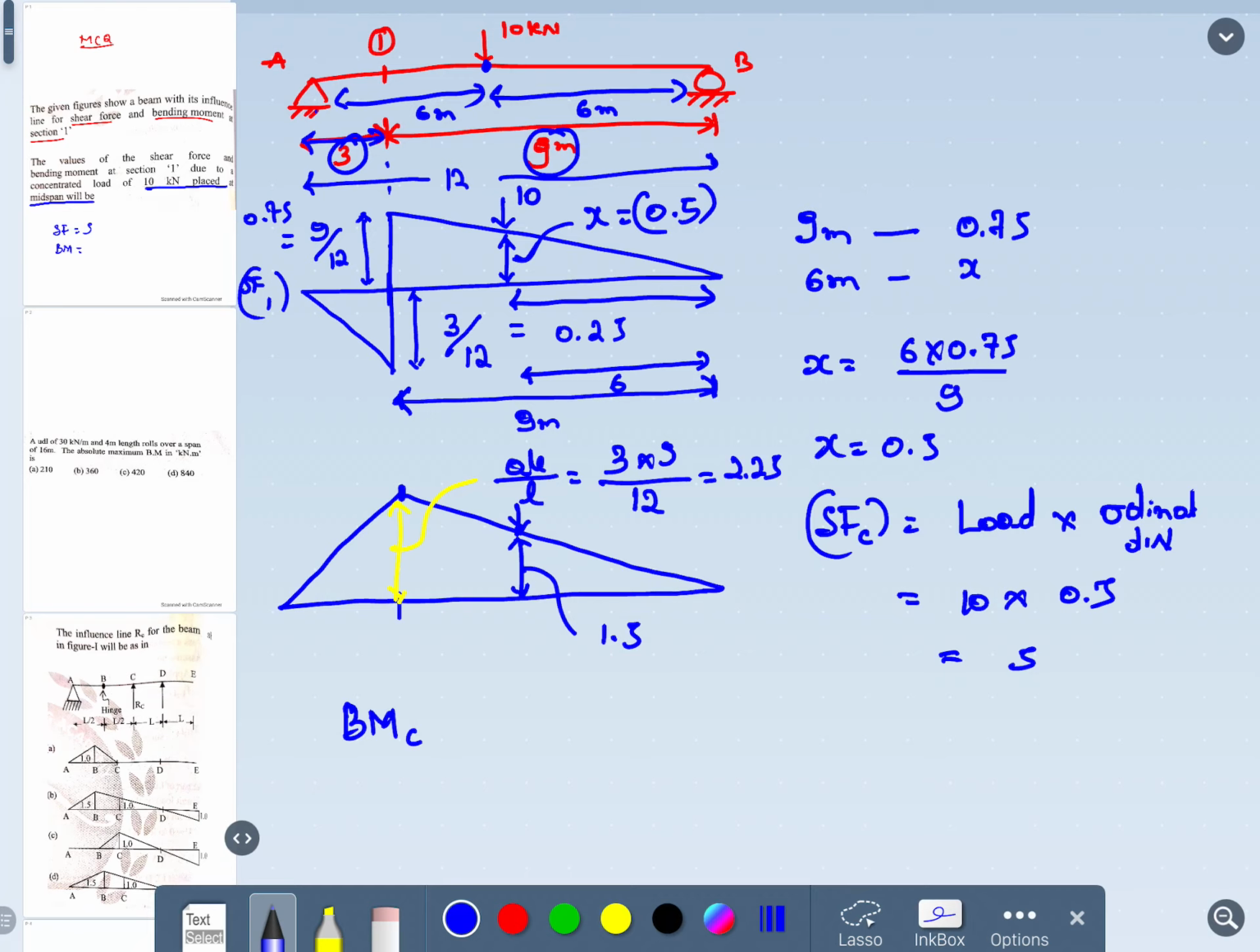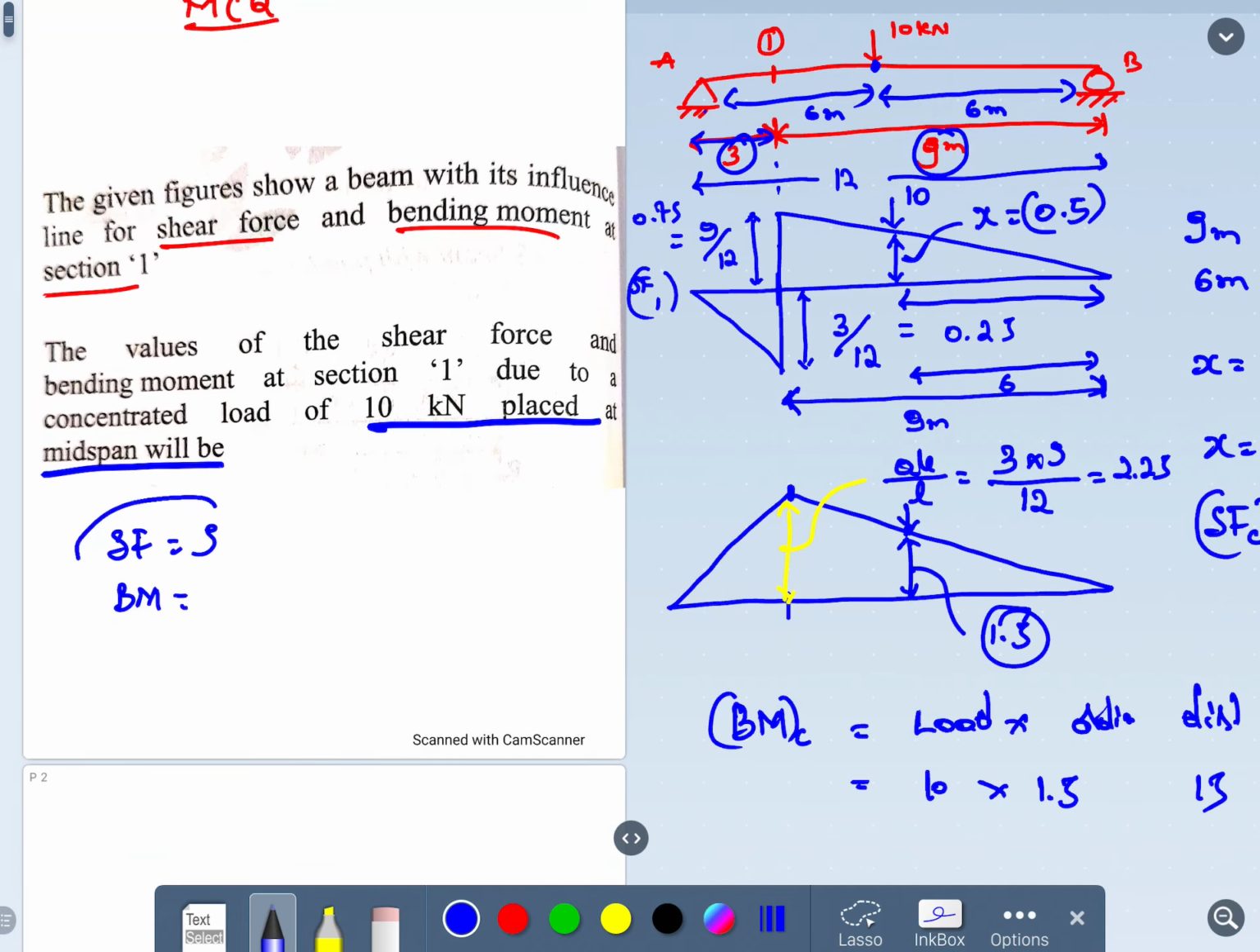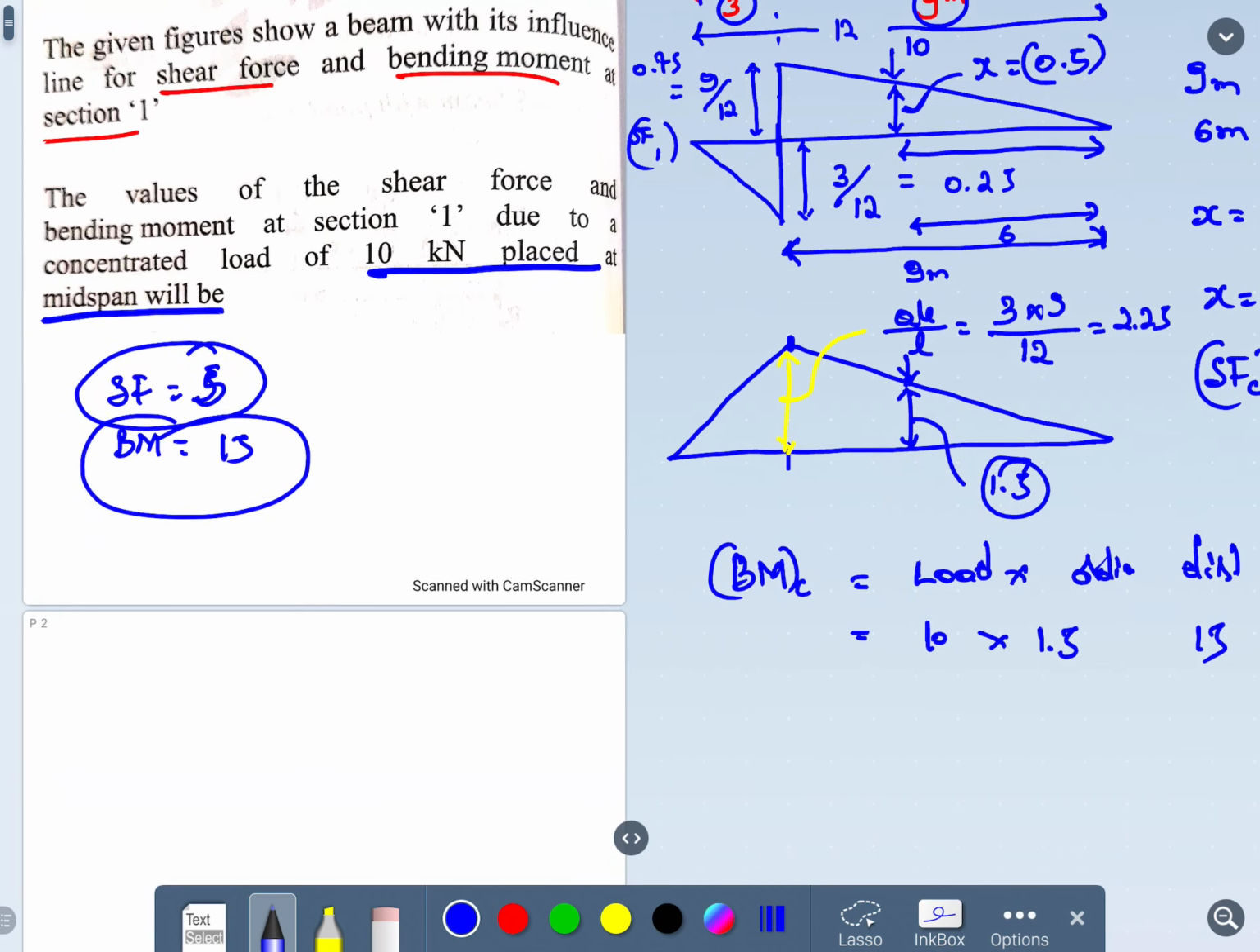Bending moment at a point C will be equal to load into ordinate distance. Fine. So what is the load which is given here? 10, and the corresponding ordinate distance is 1.5, which comes to be 15. So according to the question, shear force is 5 and bending moment is 15. Fine. Okay, let me move on to the next question.